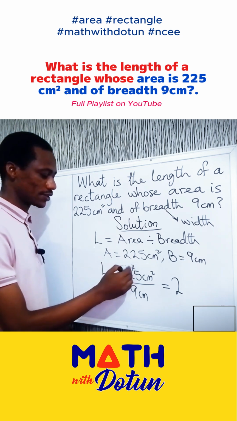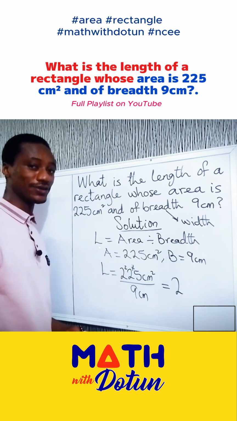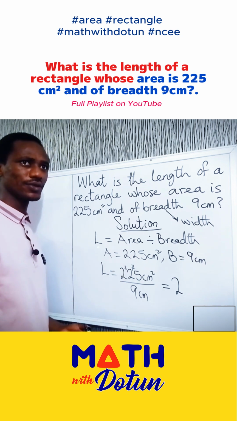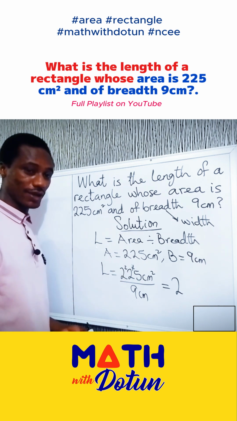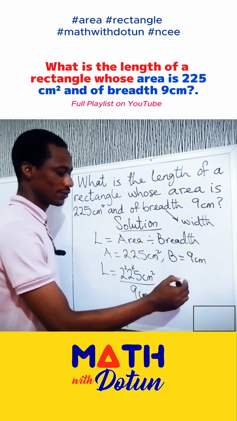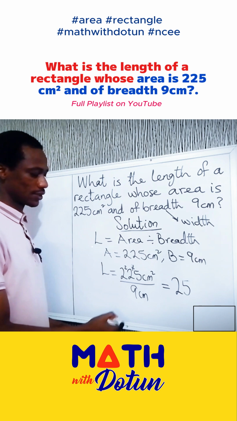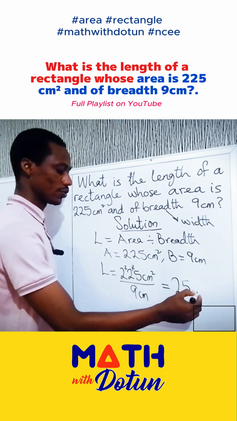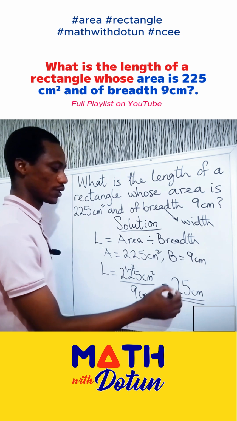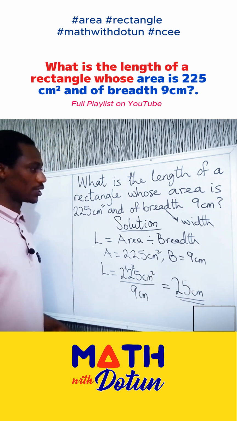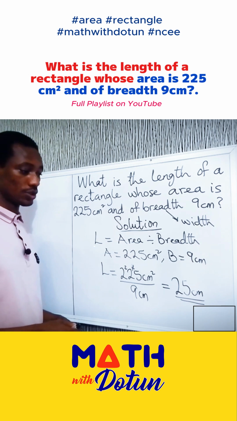You take the 4 as tens to the next digit, so you have 45. 9 in 45: 9 times what is 45? 9 times 5 is 45, so 45 divided by 9 is 5. And then we have our answer. Centimeters squared divided by centimeters gives centimeters. So our answer is 25 centimeters. The length of this rectangle is 25 centimeters.